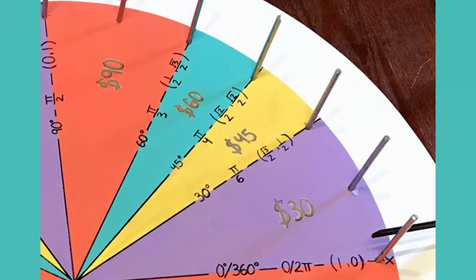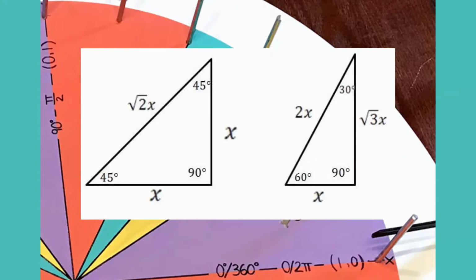These specific points can also be related to the 30, 60, 90, and 45, 45, 90 triangles. The different sides of those triangles correlate to the sine and cosine values. Just an interesting thought to help remember these points.